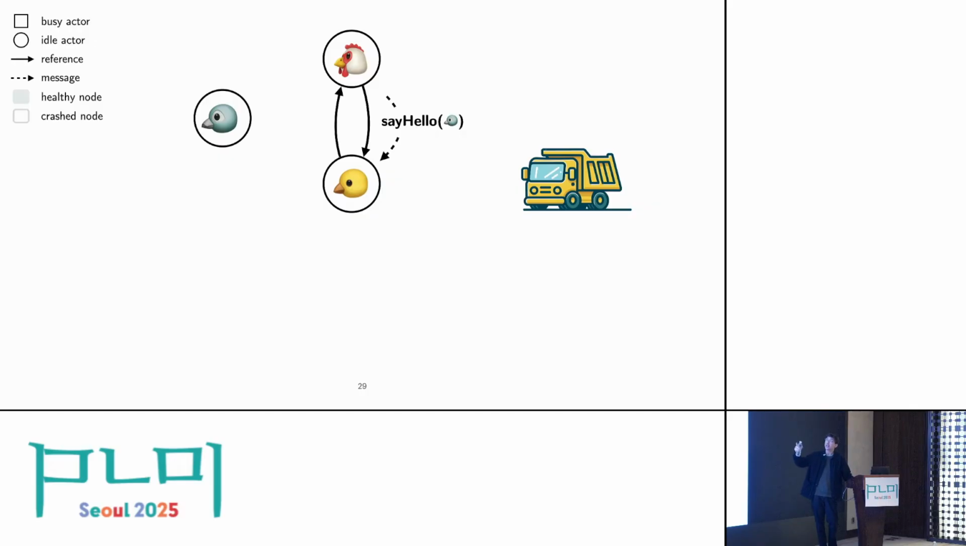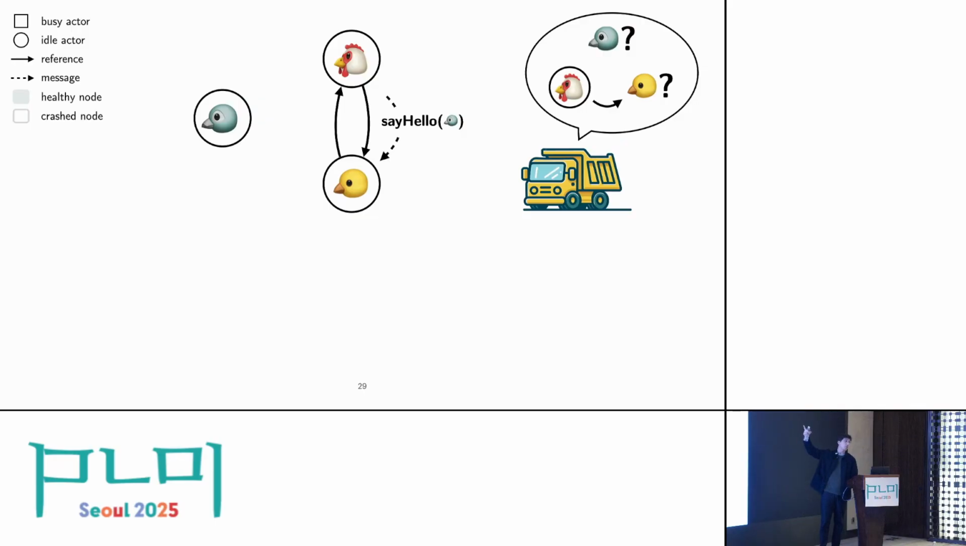So what we're doing in that same scenario is we're adding information that we're telling the garbage collector. So the chicken, instead of just saying, I'm idle and I have a reference to the chick, now it's saying, by the way, I also created this new actor. Now the garbage collector has a little bit more information. It knows about that gray bird. And when the chick sends information, it says not only that old information, but it also says, I sent a message and I also sent a reference.